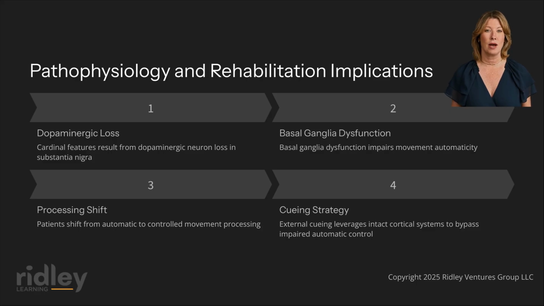This shift from automatic to controlled movement processing explains several clinical phenomena, including the effectiveness of external cueing strategies that provide explicit movement targets and the observation that dual-task conditions often unmask or exacerbate gait impairments. Rehabilitation strategies that leverage intact cortical motor systems to compensate for basal ganglia dysfunction, such as external cueing and movement strategy training, directly address these pathophysiological mechanisms.